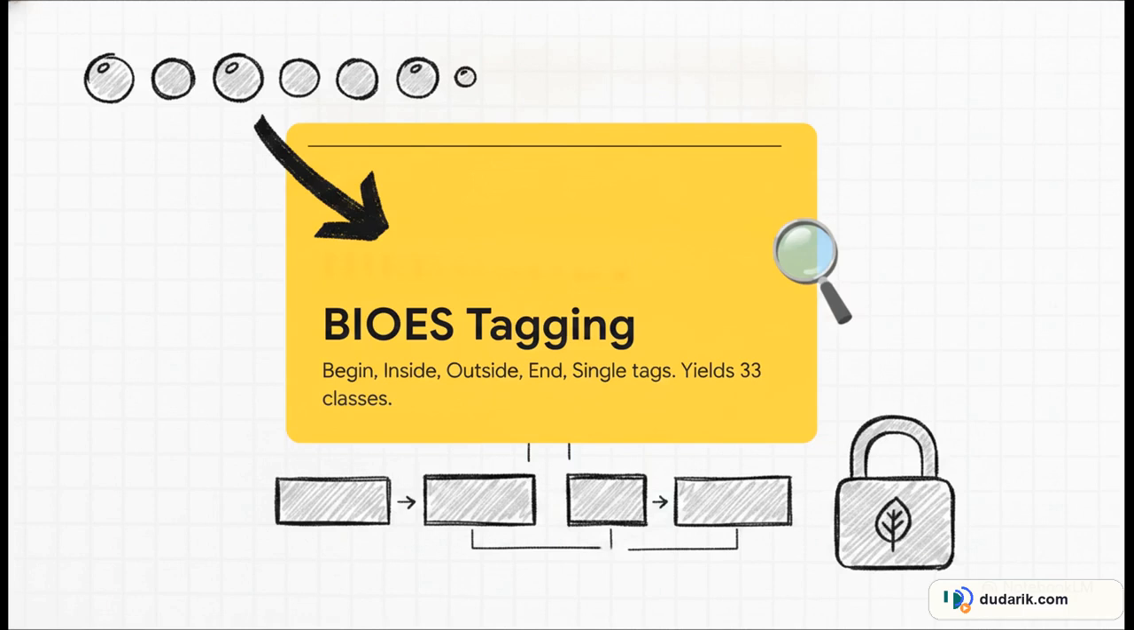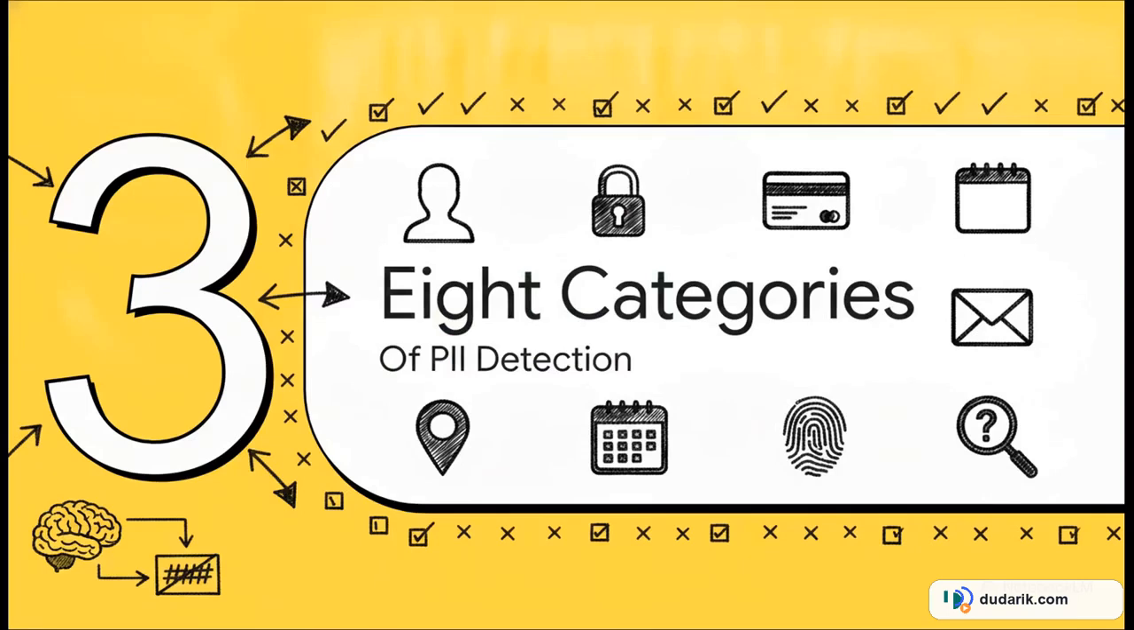Begin, inside, outside, end, single. Because it tracks the exact boundaries of a sensitive phrase, the model actually spits out 33 classes per token. Right, that sounds like a lot, but it's just 8 span labels multiplied by the 4 boundary tags, plus 1 background class for all the harmless everyday text. Section 3. 8 categories of detection.